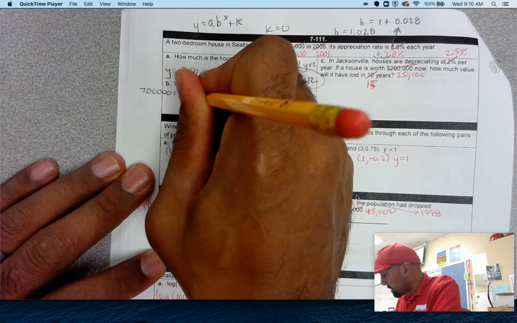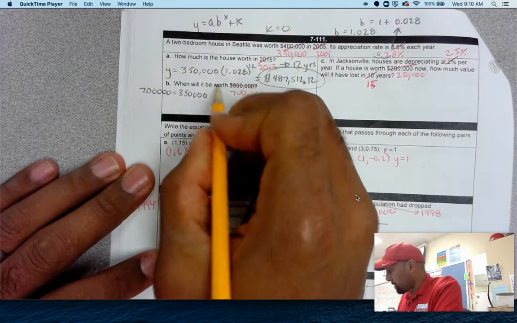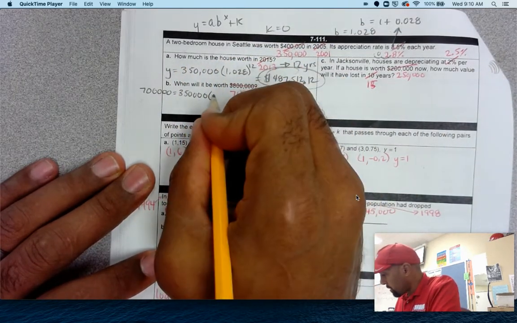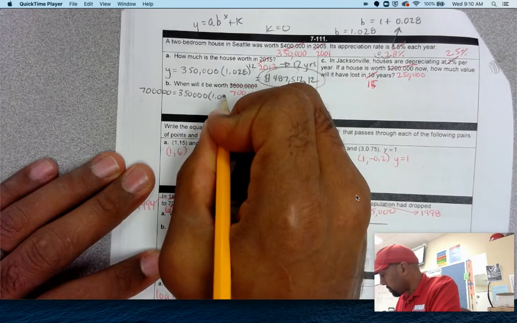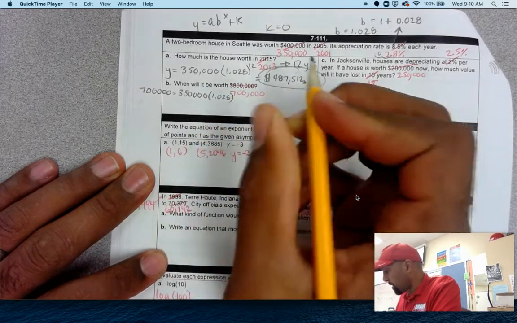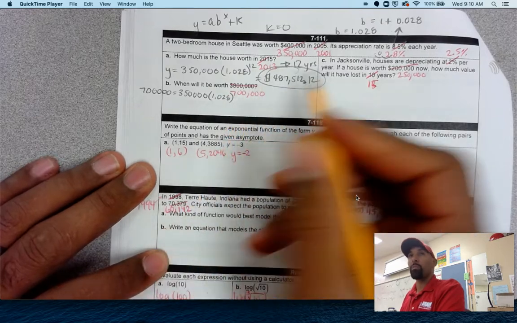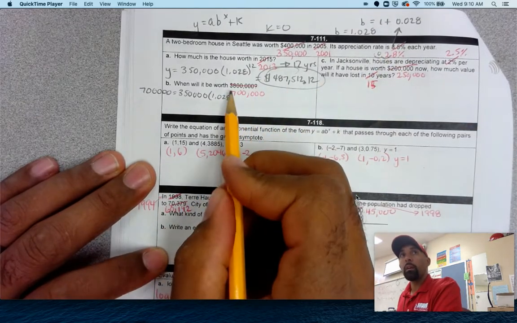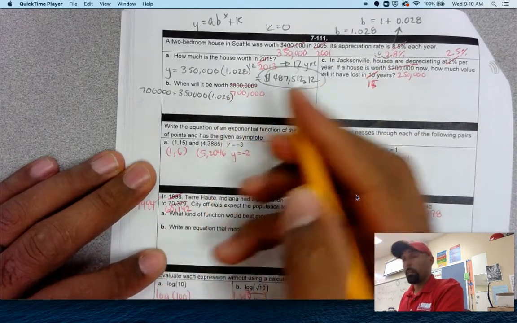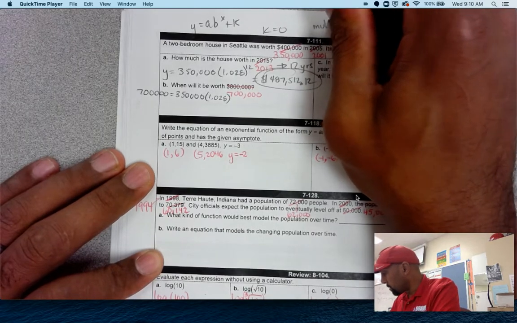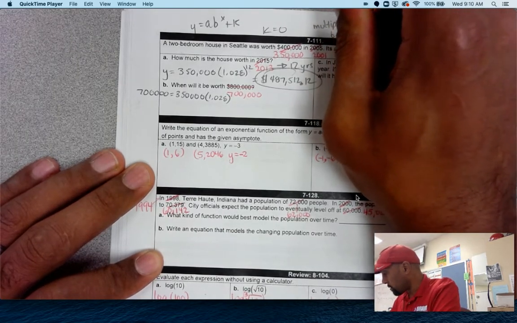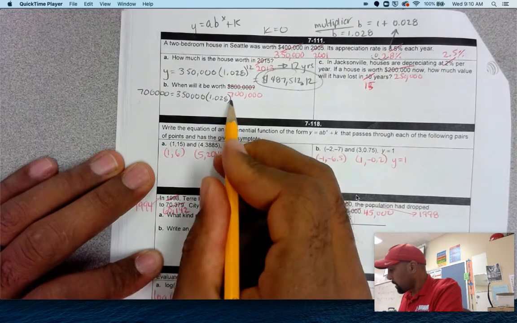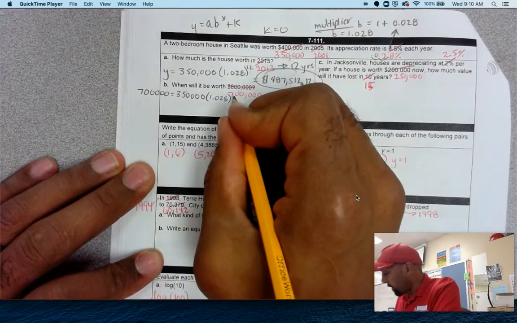So 700,000 equals the 350,000. Remember, yours is 400 times our multiplier. So again, this is not really a rate. This is a multiplier because the rate is actually the 2.8, right? So this is called our multiplier. Let's write that in here. Multiplier.